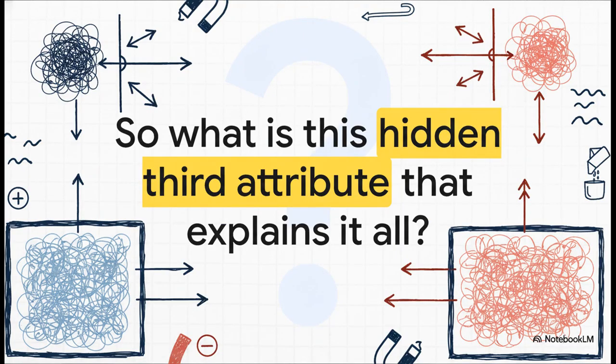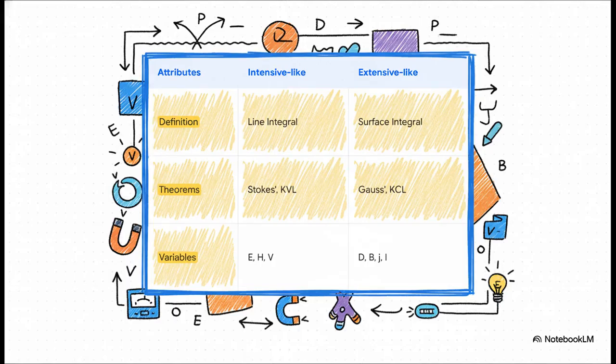Which brings us right back to our central question. Okay, we have these powerful tools, the potentials, but what's the underlying physical principle? What is this hidden attribute that connects everything from Maxwell's equations all the way to how fields behave at a boundary? And here it is, the unwritten law.